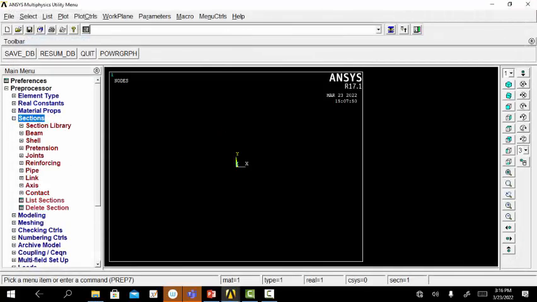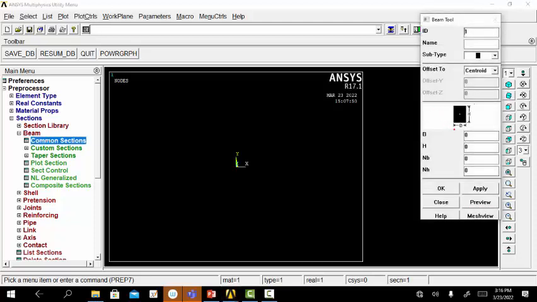Then sections, beam, common sections. So already I have described in the previous lecture videos of ANSYS APDL page that the breadth of the actual beam structure under consideration should be given as height of the beam in APDL page. Similarly, the actual height, which means the thickness of the structure, should be put as breadth. Actually, like that only the program is already programmed in APDL page.